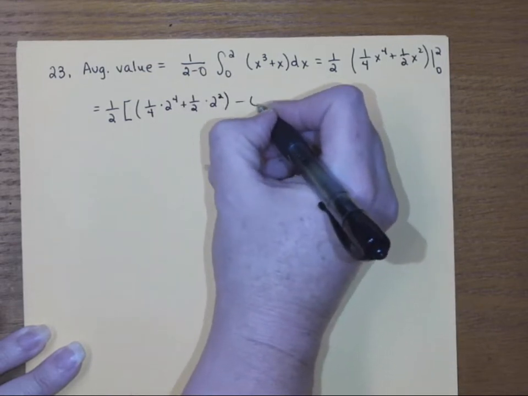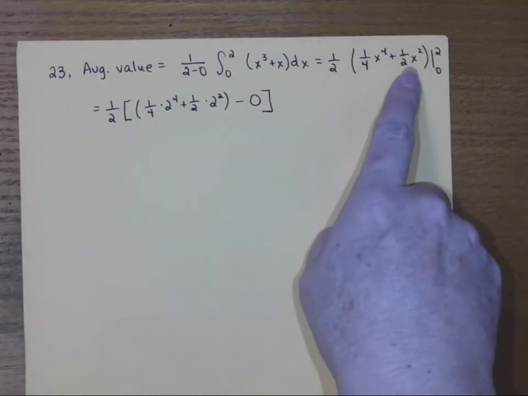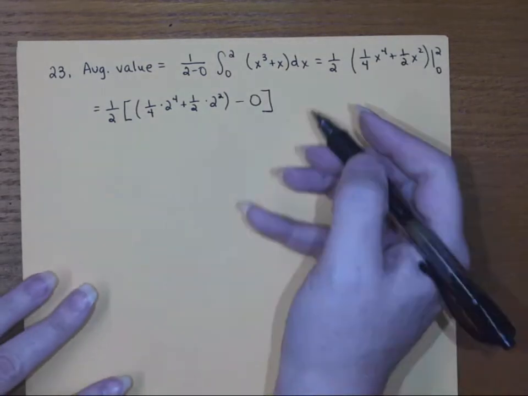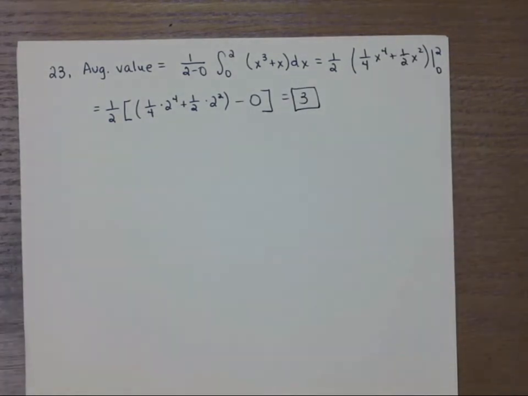times what you get when you plug in 0, but with 0, remember, you might be able to just notice, hey, if I plug in 0 and 0, I'm just going to get 0. And so in the end, you get 3. So the average value between 0 and 2 of this function is 3.